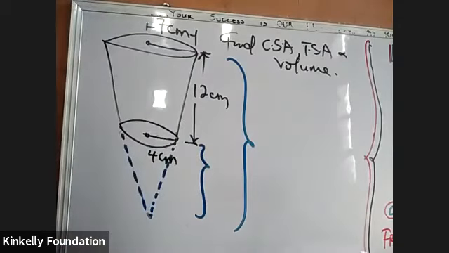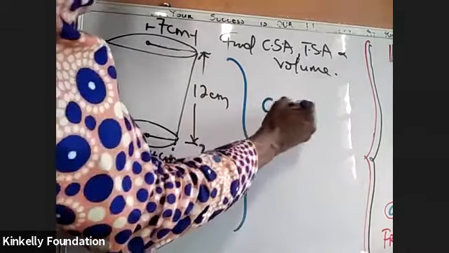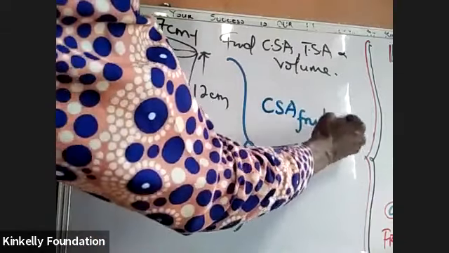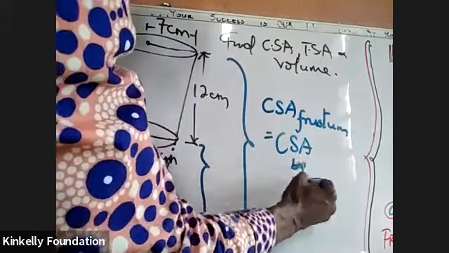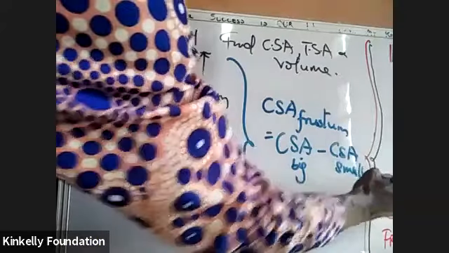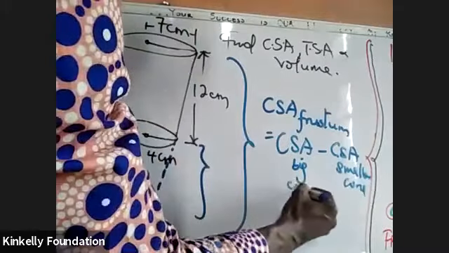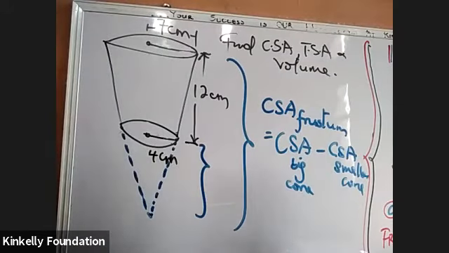So on that note, we now have that the CSA of the frustum will be the CSA of the bigger cone minus the CSA of the smaller cone. So this is the CSA of what? This frustum. In continuation, we are now going to get the value of the CSA of the bigger cone and of the smaller cone.